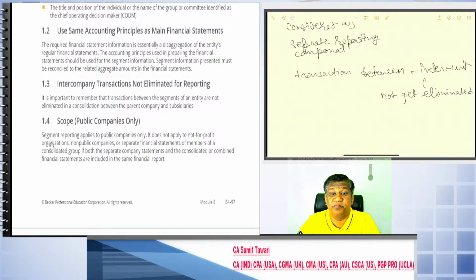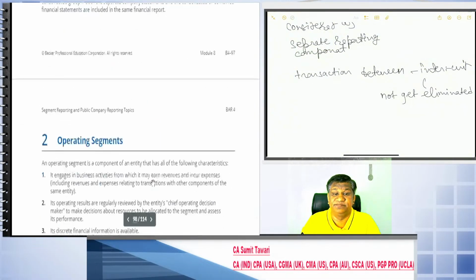Okay. Scope: public companies only. Segment reporting applies to public companies only. It does not apply to not-for-profit organizations, non-public companies, or separate financial statements of members of a consolidated group if both the separate company statement and the consolidated or combined financial statement are included in the same financial report. Okay. So segment reporting we need to do only for the issuer company or the public company. And when we are presenting a consolidated financial statement, then we need to consider only the consolidated financial statement. We do not require it for the standalone financials.